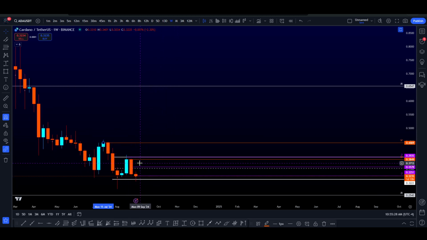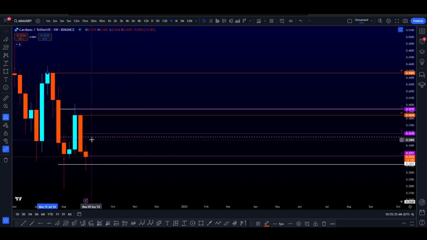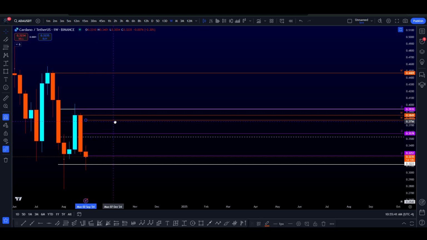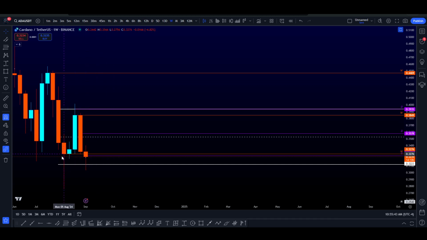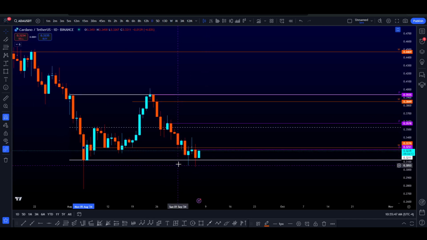Something to keep in mind. This one's still there, and that one has been tested, and we are trading below. If we were to pretty much do this, we would be trading below this weekly level right here, right? Let's go ahead and look at some dailies.